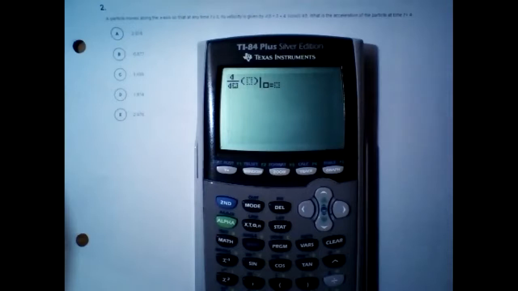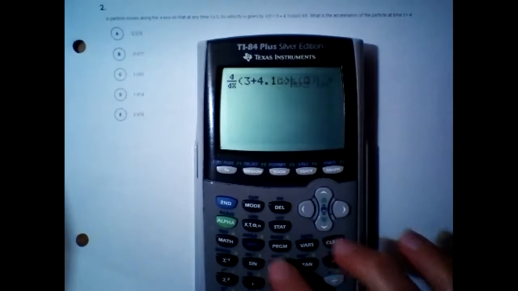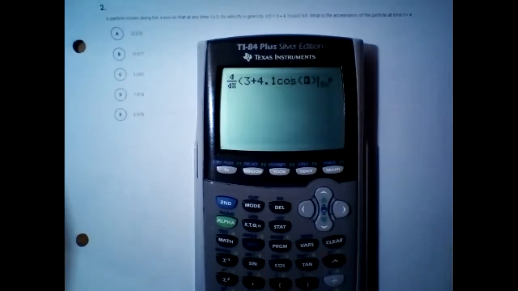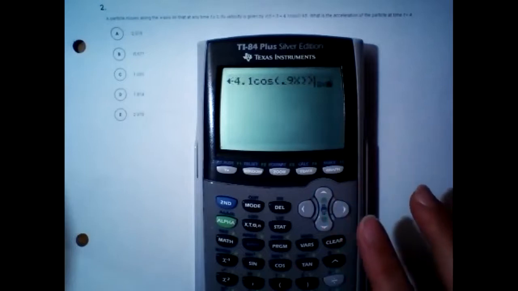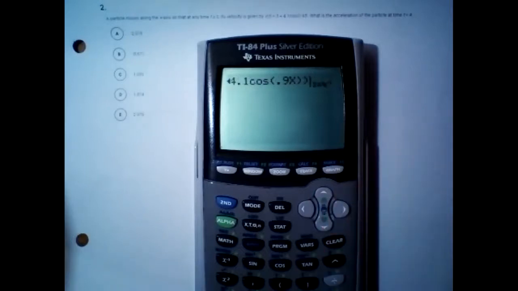I know the problem says t, but I'm going to type x. So d dx, and then the function goes in those parentheses. So that is 3 plus 4.1 cosine of 0.9x, and then at the end we want such that time is 4. And it will literally just give you your answer. So 1.633.